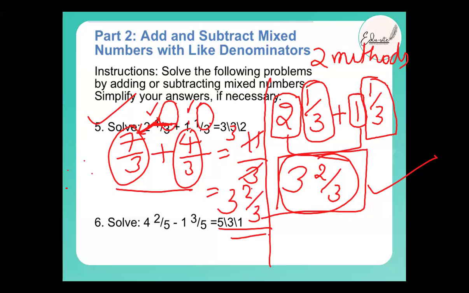You have to write it in this way. I've sent it now. Just check. 3 2 by 3. Did you get that? Yeah, this is how you write it. 3 space 2 by 3, right?